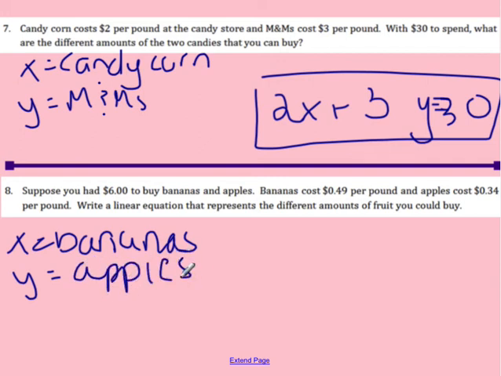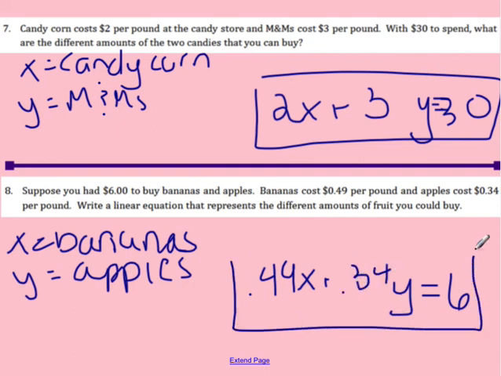So we have $6 total to spend, and I'm just going to write it as 6. You could write 6.00 if you wanted to. So for every X pound of banana that I buy, it's going to be 49 cents. For every Y pound of apples, it's going to be 34 cents. And that's your setup. We're going to be doing more with this on the next note sheet, but for right now, this is all you need to do.